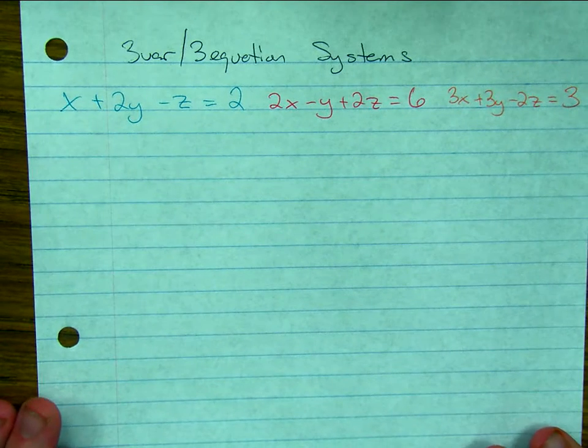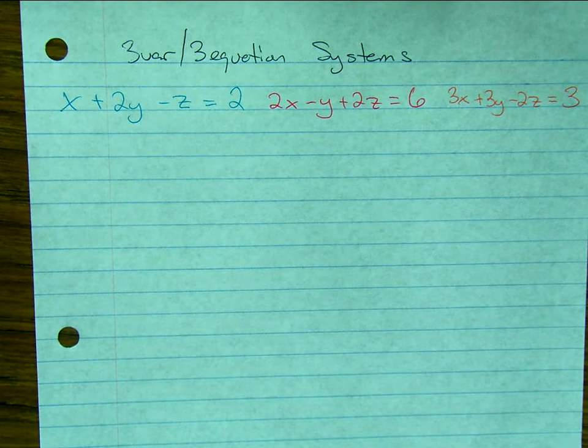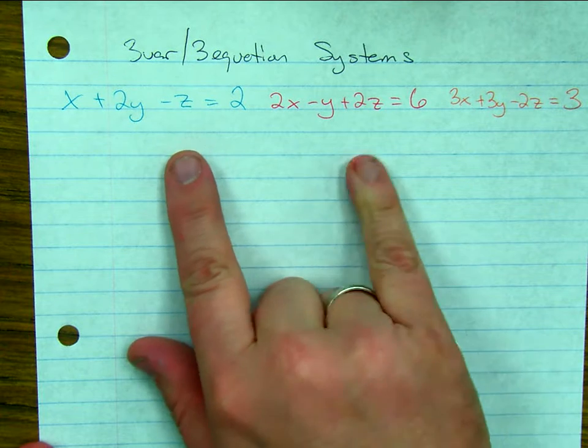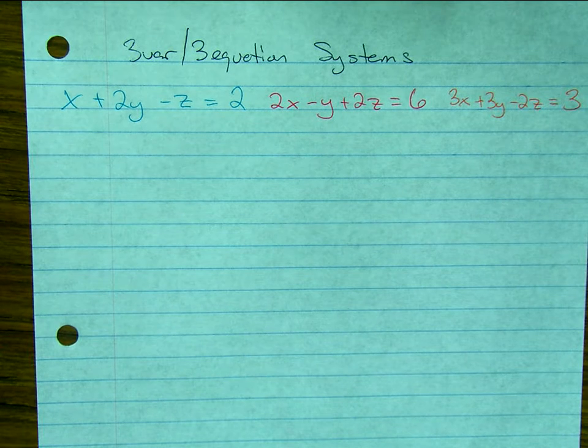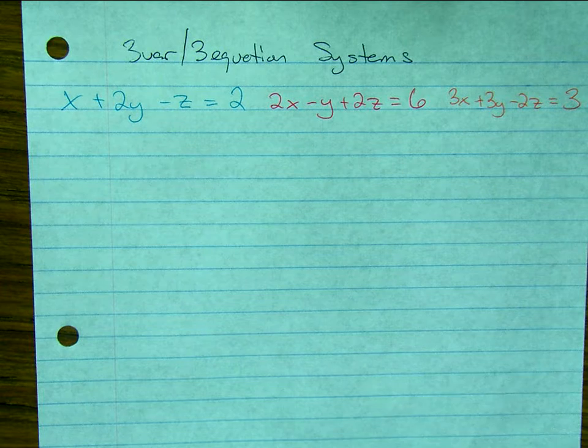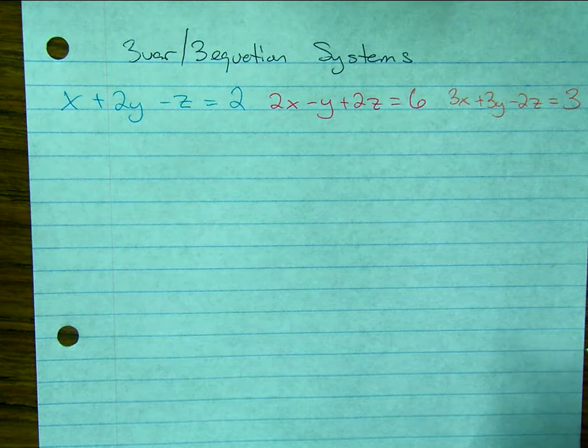3 variable, 3 equation systems. You know, you thought one line was fun. Then you met 2 lines, and 2 lines got even more fun, but 3 lines? Oh my gosh. It's like you've gone to heaven, I understand.